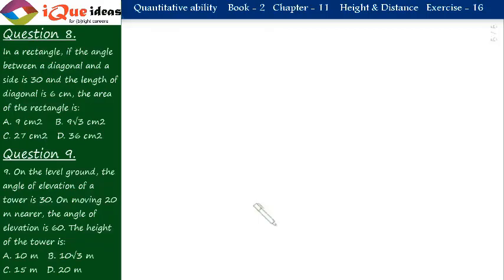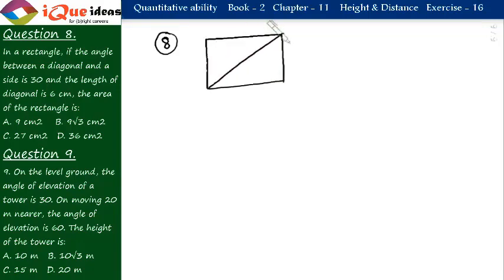Now let's take up the next question, question number 8. It says in a rectangle, if the angle between a diagonal and its side is 30 degrees. So let's draw a rectangle. Let's draw a diagonal. Now in a rectangle, this angle is 90 degree, right? And it says the angle between a diagonal and a side is 30 degree, right? So let's say this angle is 30 degree. And the diagonal length is 6 centimeters. Let's say this is A side and this is B side.